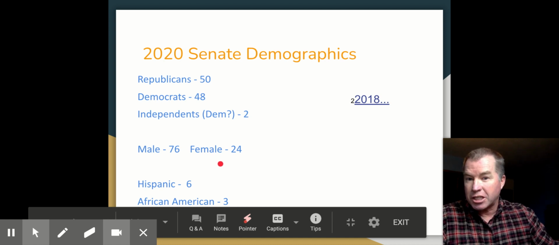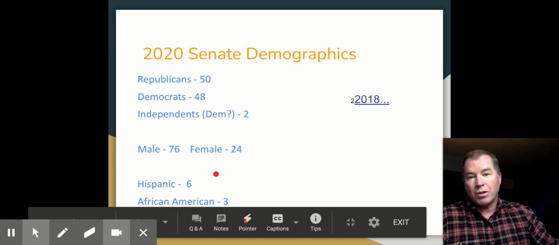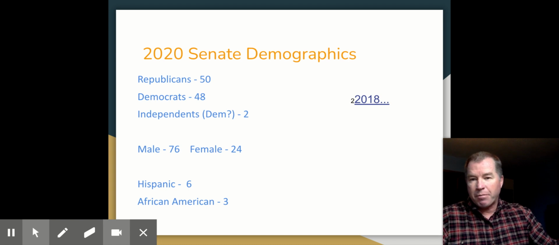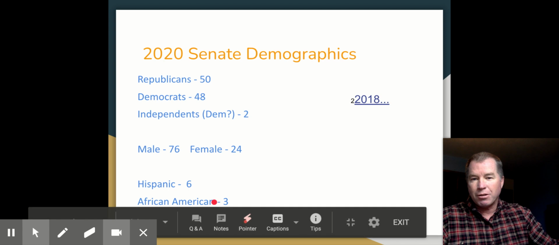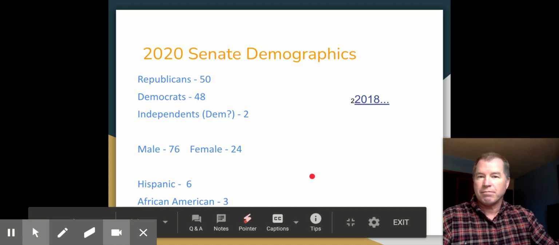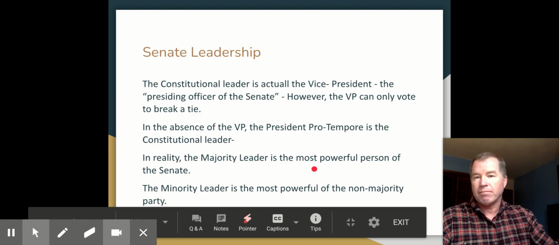Next, there are 6 Hispanics and only 3 African Americans. Once again, that's way underrepresenting both. Something like 13% of the population is African American and something like 20% is Hispanic. So those numbers should be 20 and 13 or something close to that, and they are nowhere near it. Basically, the Senate is really a bunch of old white males that dominate it. Old white guys, with a few exceptions. Okay.